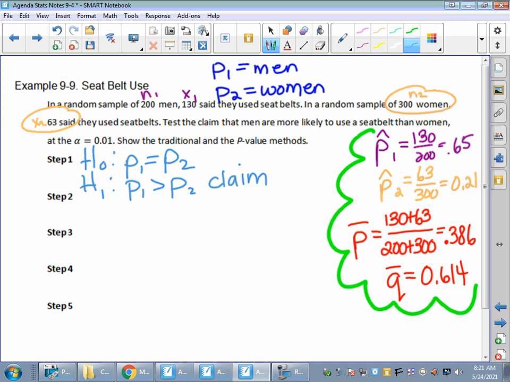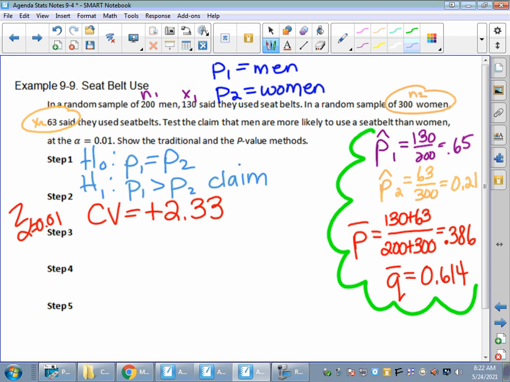Step 2, I'm going to just go with the traditional method here. When we do a z-test, when we've got population proportions, notice that our test statistic is z equals. So you're going to your z table. This is a right-tailed test, so you only need to use alpha equals 0.01. So our critical value, being right-tailed, will be positive 2.33. So z table for this one.